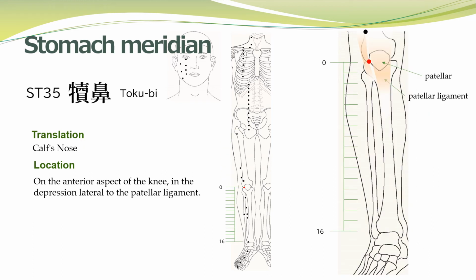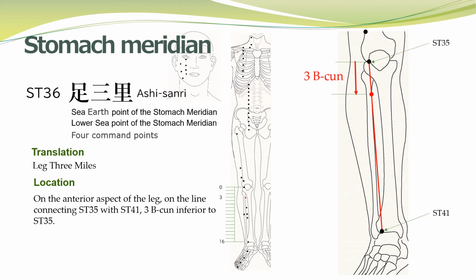ST35. Calf's nose. On the anterior aspect of the knee, in the depression lateral to the patellar ligament. ST36. Leg 3 miles. On the anterior aspect of the leg, on the line connecting ST35 with ST41, 3 fcun inferior to ST35.